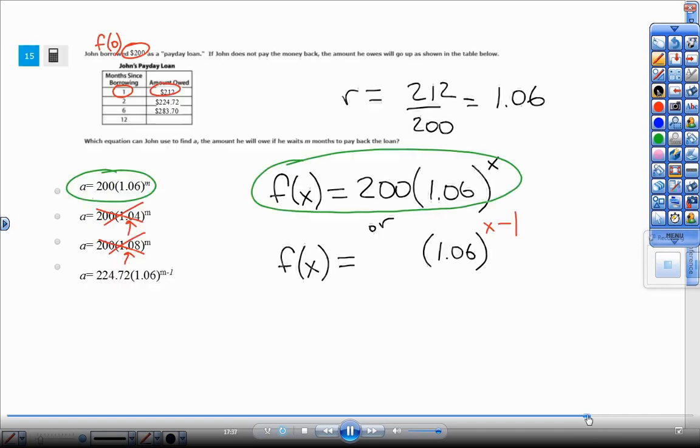And back to that, sorry about that. So again, that is 212. Not sure why I erased that right there. And I can see that this is not the first term, which makes that one bad.